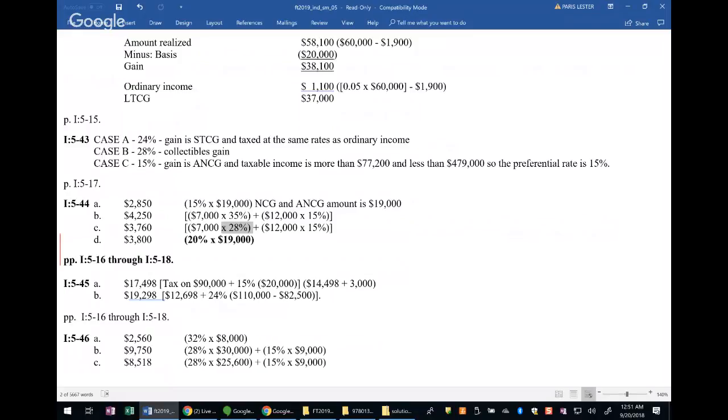Okay? Now, if we look at the front of that book, go up there to the first one, single. If you only made $9,525, you're going to pay 10% no matter what. Then you're going to pay 12%. Now, if you made over 38,700, you're going to pay 22%. So you're going to pay 10% or 12%, but if you have capital gains, you only pay 15%. So, all right, let's see what else we can sort out.